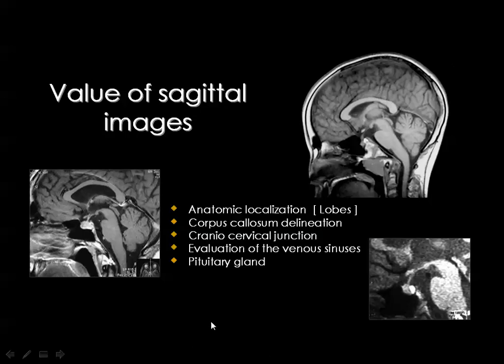Then evaluation of the pituitary gland. The pituitary gland is particularly evaluated in the coronal images, but in the sagittal images, before injecting contrast media, you can easily differentiate the posterior pituitary from the anterior pituitary. The posterior pituitary will be brighter than the anterior pituitary because of more triglyceride content of the posterior pituitary. Then if you inject contrast, both parts will enhance similarly. Then you cannot discriminate the posterior from the anterior.